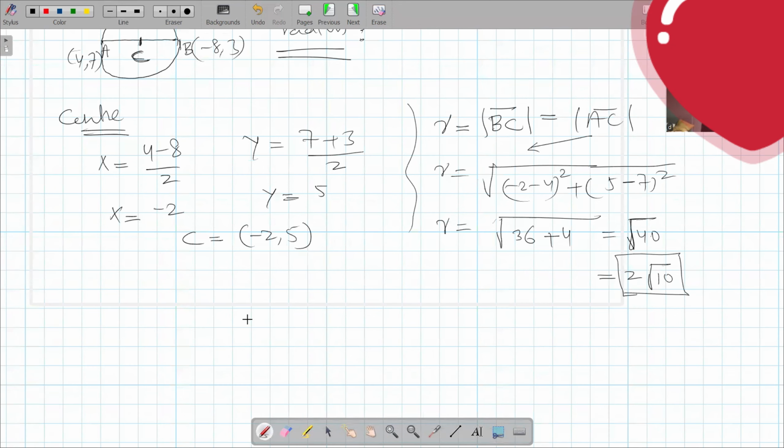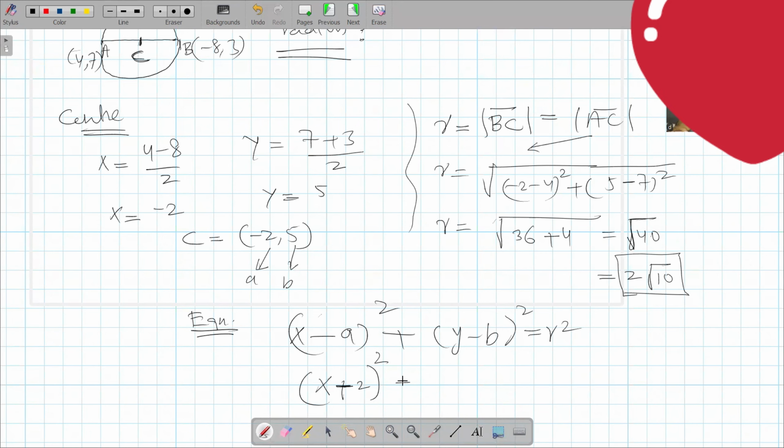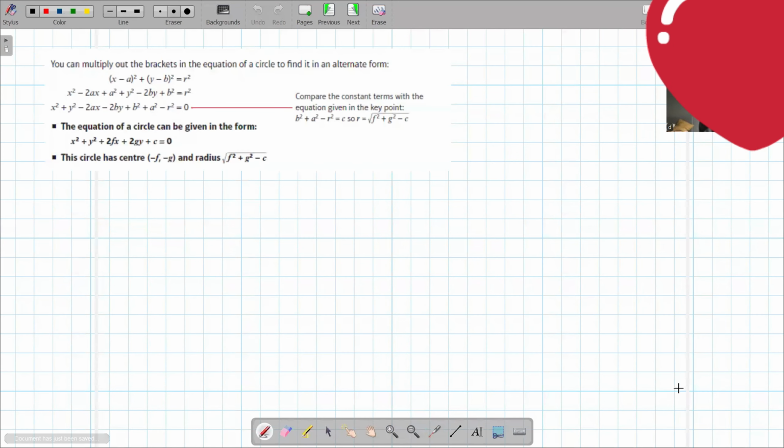So write the equation now simply. The standard form, what was that? (x minus a) squared plus (y minus b) squared equal to r squared. And we are going to put a equal to -2. Center: this is a and this is b. (y minus 5) squared equal to r squared. r squared is 40 simply. This is the required equation. You can further simplify this by expanding the squares.